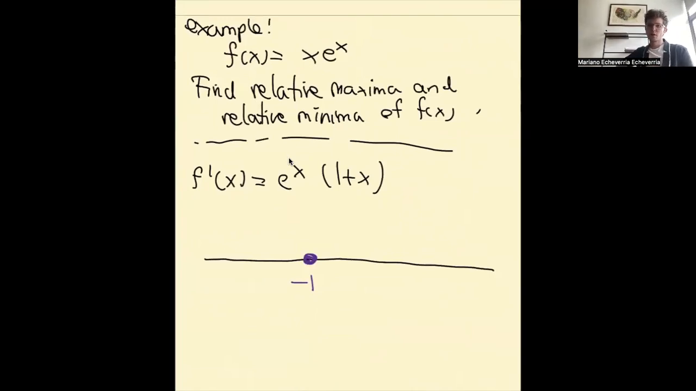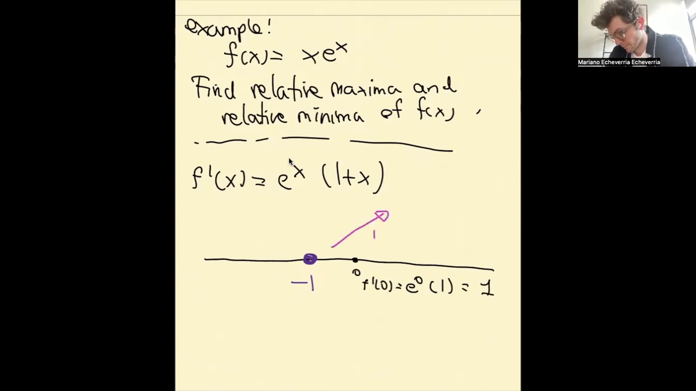Once you have that, you have to analyze the sign of the first derivative away from this point. So for example, here, if you take a point, which point could I take? I could take 0, right? So what is f prime of 0? That's e to the 0 times 1, right? What is e to the 0? That's just 1. So the first derivative is positive here. That making sense? Let me use a different color.